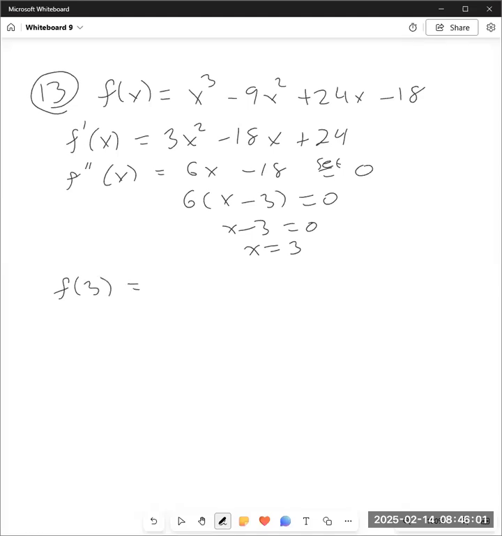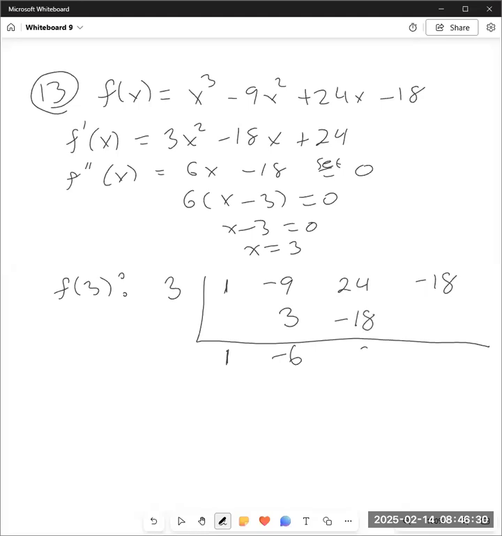So f of 3, and I'm going to use synthetic division to help me find this. I don't want to do this by hand. So remember synthetic division from pre-calculus. The coefficients here are 1, -9, 24, and -18. I'm going to bring down the 1. 3 times 1 is 3. Add that to -9 is -6. 3 times -6 is -18. Add that to 24 is 6. 3 times 6 is 18. There's my function value of 0.